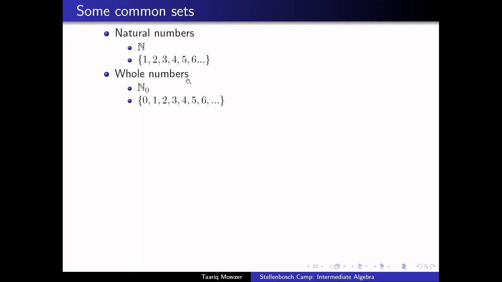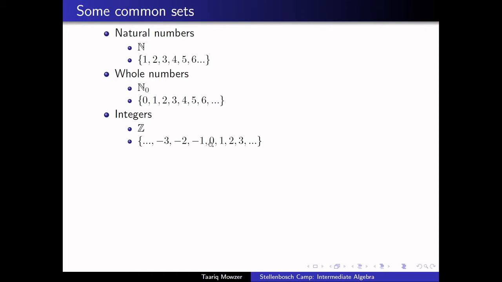Next is the whole numbers, which is just the natural numbers with 0. It's essentially that. Look, the symbol is N here. This is just N with the 0. Next, we have the integers, which are the natural numbers as well as the negative numbers. So 1, 2, 3, and -1, -2, -3, including 0.